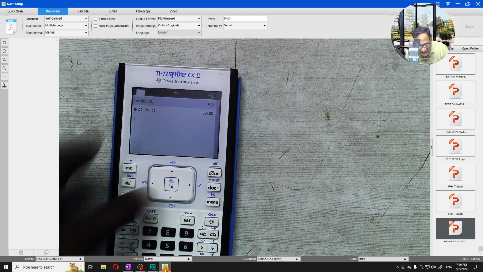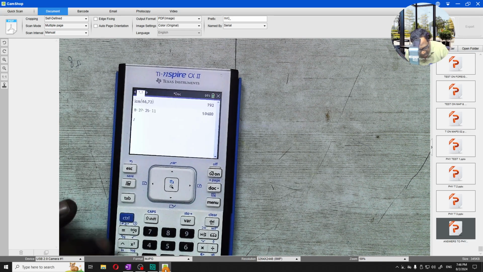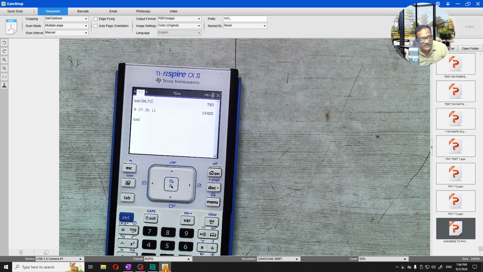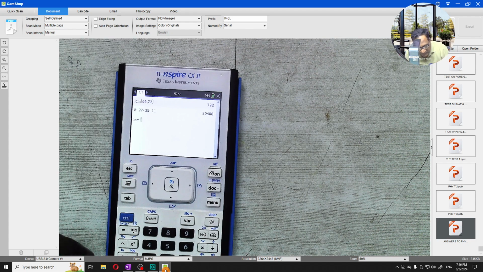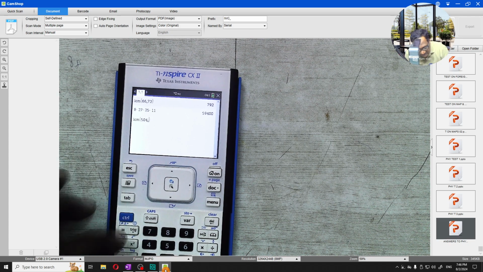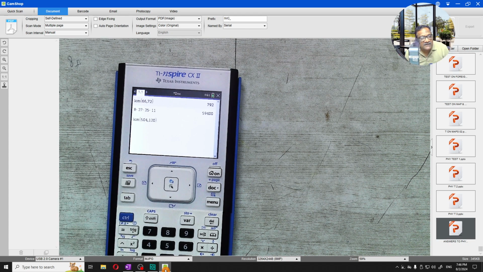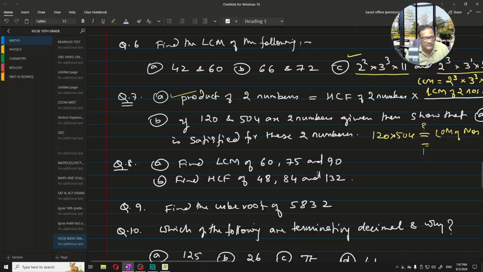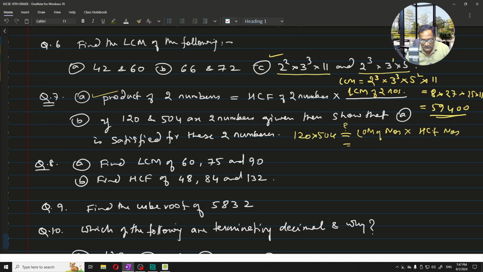So LCM, now this comes in an italic form, it's okay, not an issue. LCM of 504 and the other number, 120. I have typed in LCM, open parenthesis, 504 comma 120, close the parenthesis, and now I am going to press enter. I'm getting the answer 2520. So let me write the LCM of the two numbers as 2520.